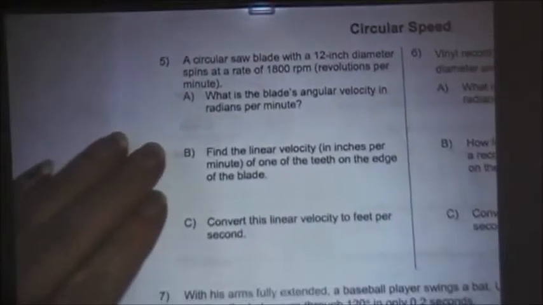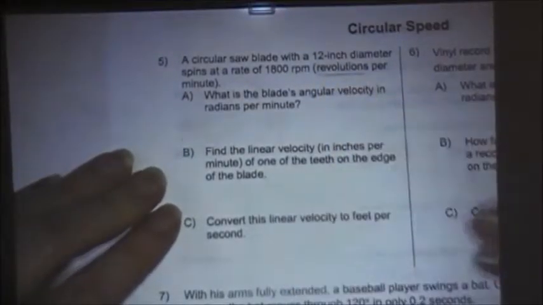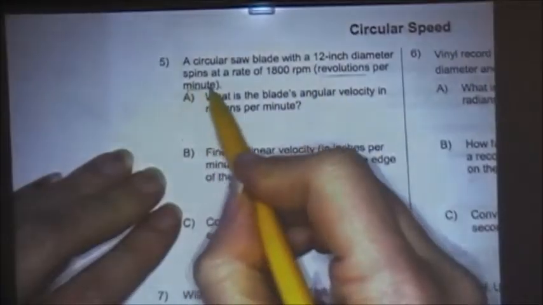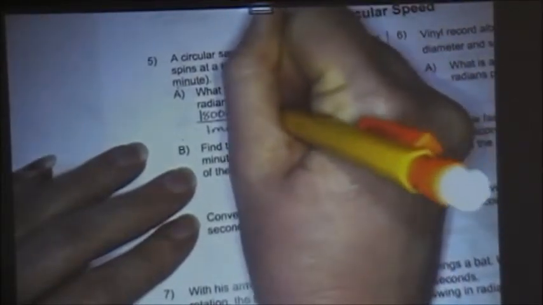Okay, so let's try a problem. At the top of the page, I have a circular saw blade with a 12-inch diameter, and it's spinning at a rate of 1,800 revolutions per minute. What is the blade's angular velocity in radians per minute? Well, I recognize revolutions as how fast something spins per minute, so this that they've given me is an angular velocity. I just need to convert that to radians. So I'm going to do 1,800 revolutions over 1 minute. I need to cancel revolutions. So I know that 1 revolution is 360 degrees. It's about the only conversion factor on revolutions I know.